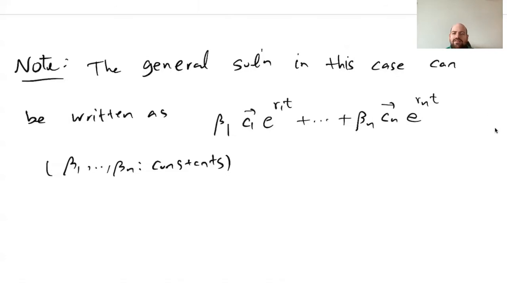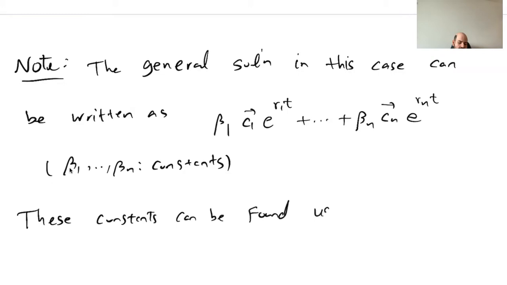And how do we find these constants? Once you write the general solution in this form, then to find the constants, we simply need to use the initial conditions. So these constants can be found using the initial conditions.